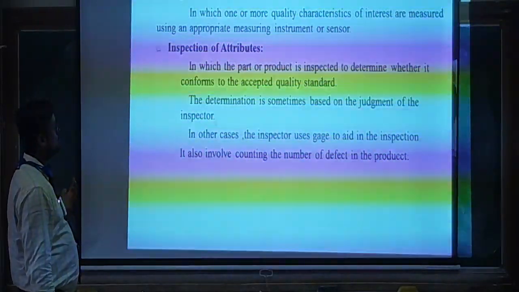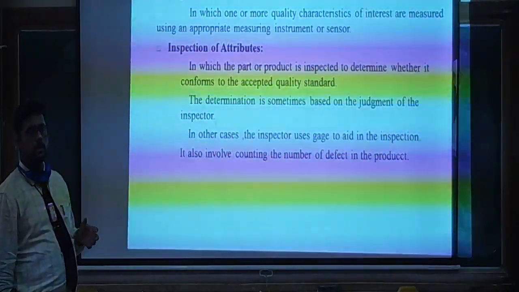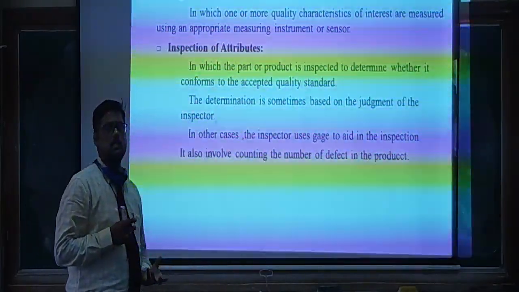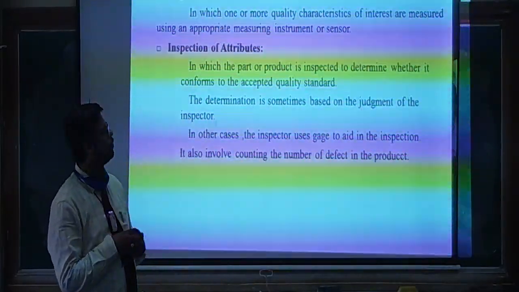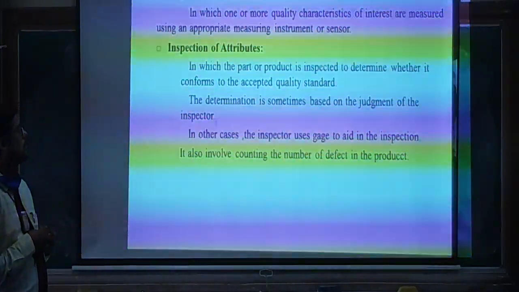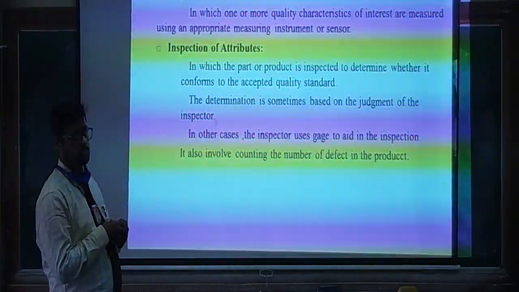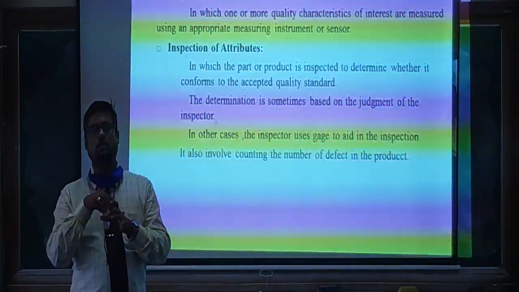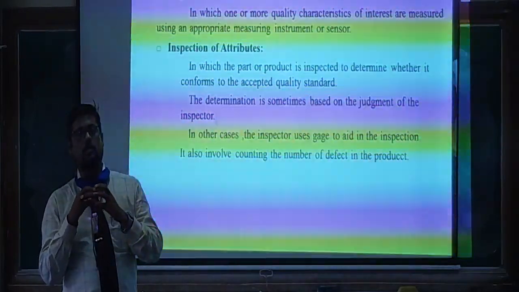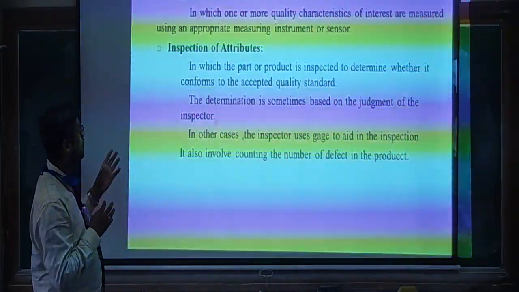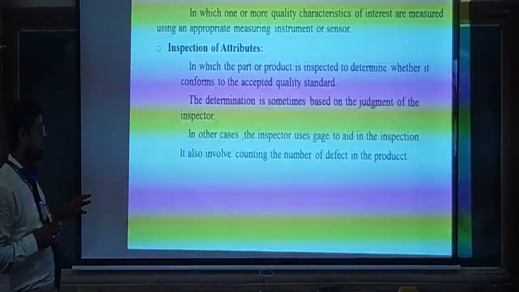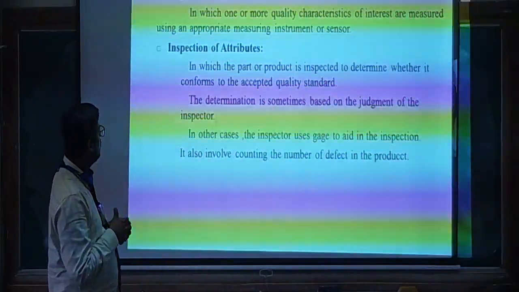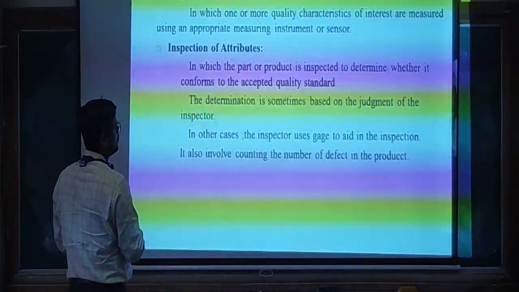Next is inspection of attributes. Now what are the attributes? Here the part or product is inspected. Take one part, like the piston and cylinder, that is an example. How do they inspect? The product is inspected to determine whether it conforms to the accepted quality or standard. How is it confirmed? They take the gauge, put the piston in the gauge, and check whether that part is accepted or rejected. If it is accepted, they take that part for the assembly. And the determination is sometimes based on the judgment of the inspector.